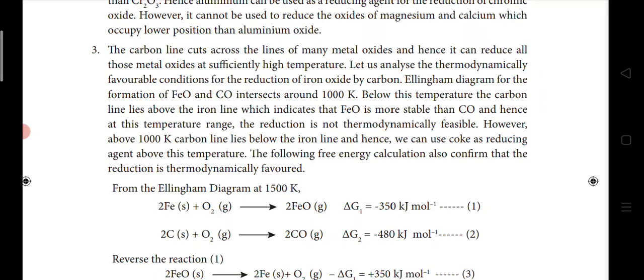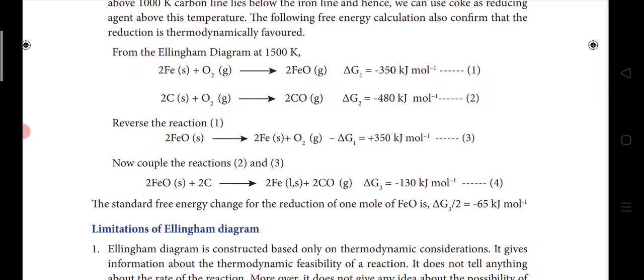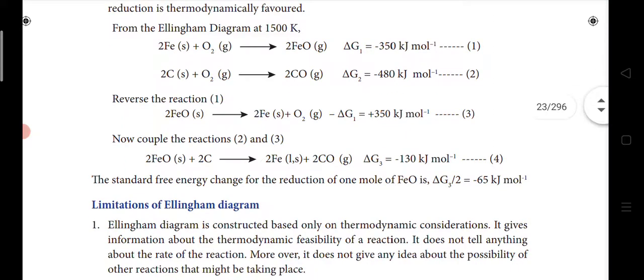So we can use carbon only above 1000 Kelvin, and below that we can't use it. And the following free energy calculations also confirm that the reduction is thermodynamically favored. So from the Ellingham diagram at 1500 Kelvin, iron oxide is minus 350 and carbon monoxide is minus 480. So when we reverse the reaction, delta G is giving plus 350, whereas iron oxide and carbon together is giving minus 130. So the standard free energy for the reduction of 1 mole of iron oxide is minus 65 Kelvin.